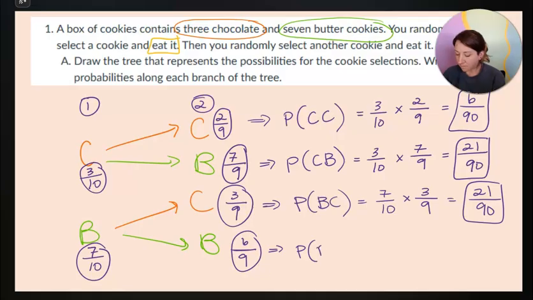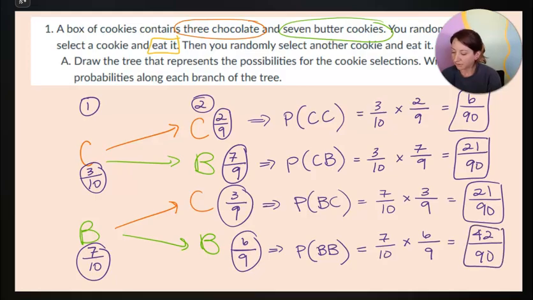So that's how we can get that probability. So the probability that we have a butter cookie and then a butter cookie is going to be 7 out of 10 times 6 out of 9. And we get 42 out of 90.